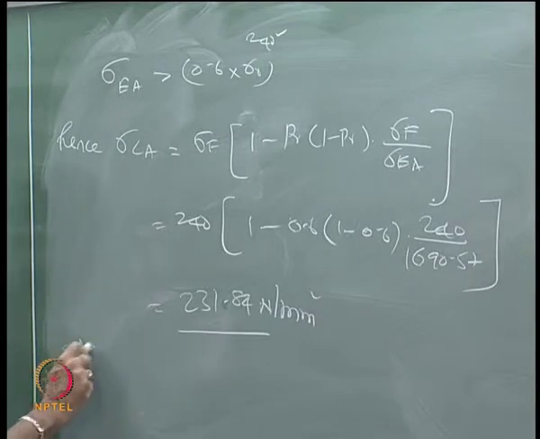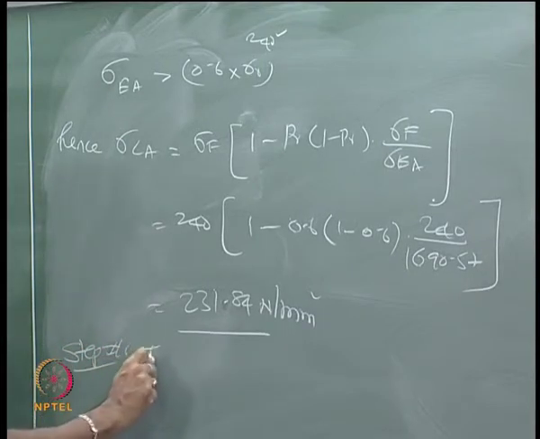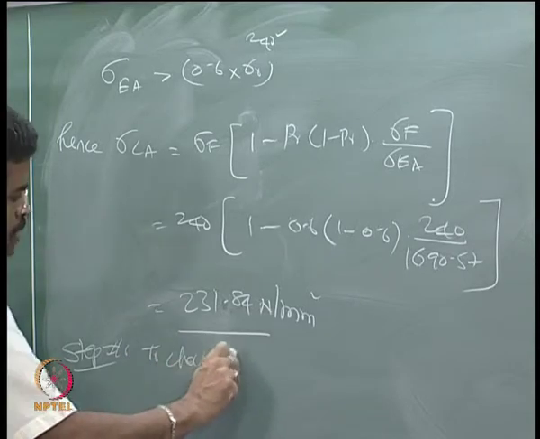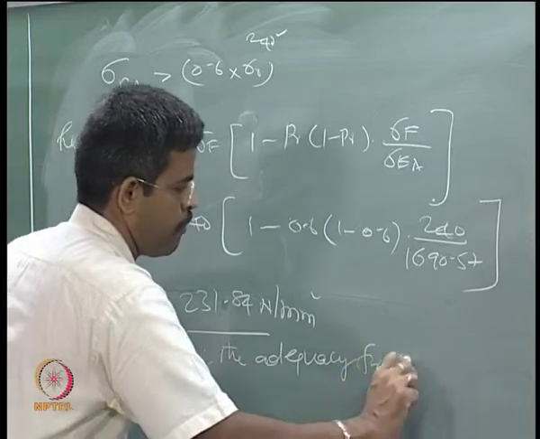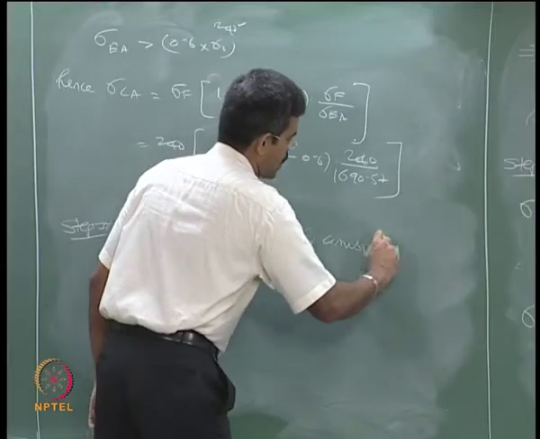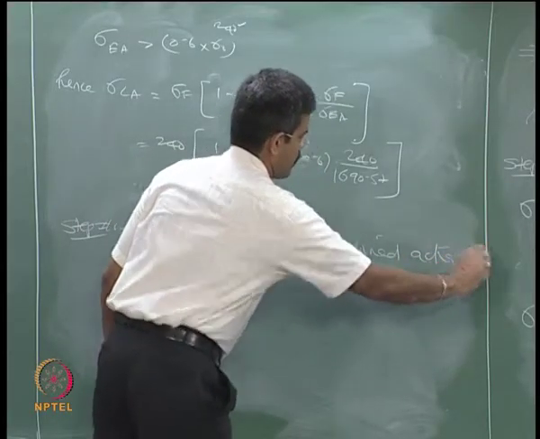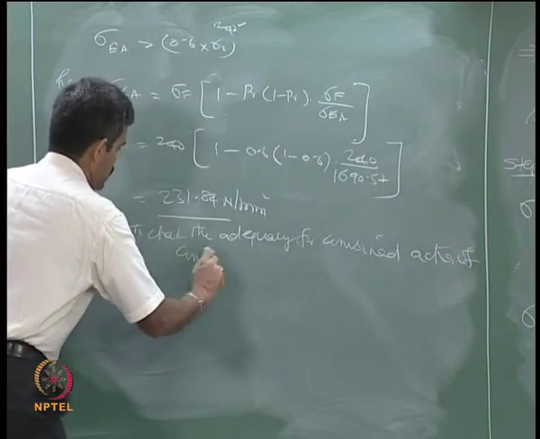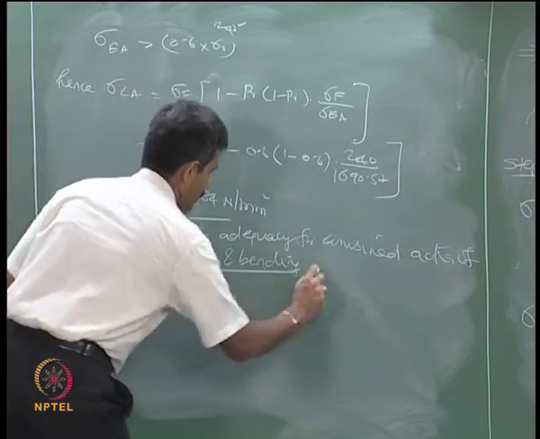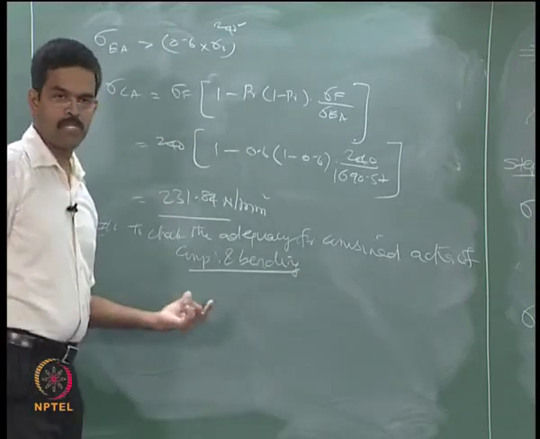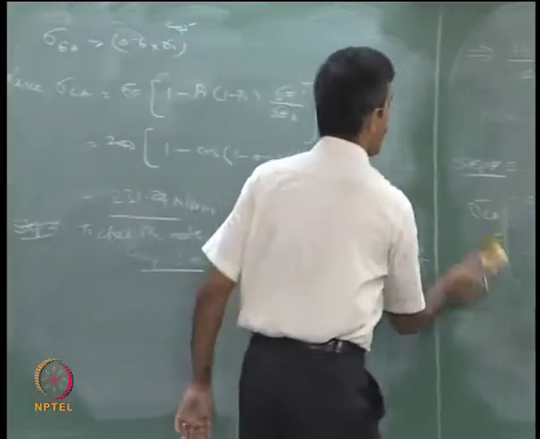Step number 6, to check the adequacy for combined action of compression and bending. This is where the problem is different from the previous example.